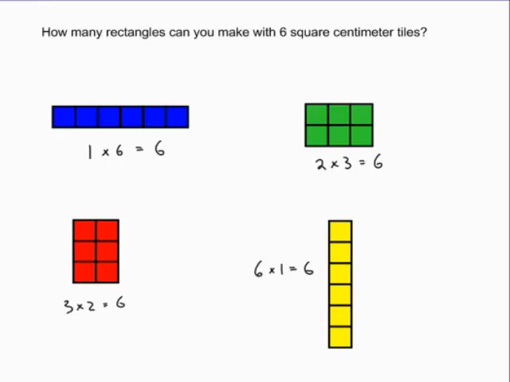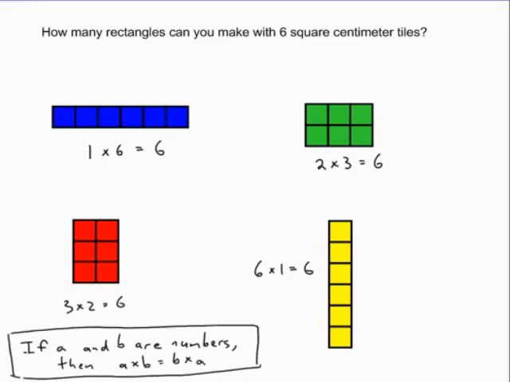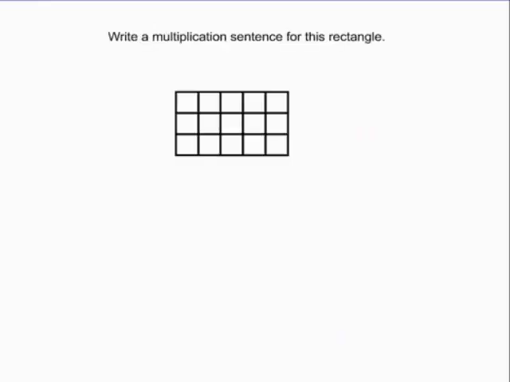of multiplication. The commutative property of multiplication simply says that if a and b are numbers, then a times b equals b times a. As students get further into this section, they will connect their geometric intuition and their computational abilities. Write a multiplication sentence for this rectangle.